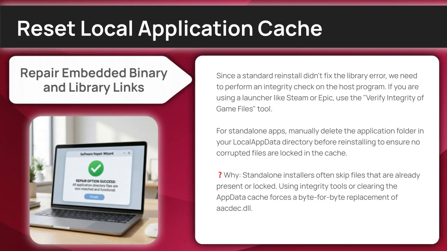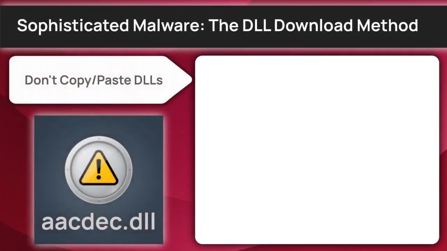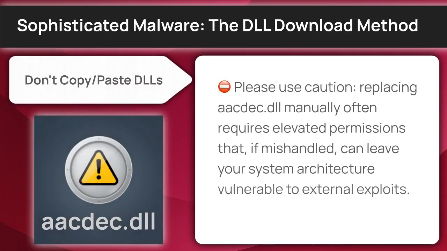Why are we doing this? Well, standalone installers often skip files that are already present or locked. Using integrity tools or clearing the app data cache forces a byte-for-byte replacement of your DLL file. To avoid future system conflicts, there is one specific security trap we should discuss. The statistical risk of a blue screen of death increases significantly when you attempt to manually swap out critical files like the Aacdec Library DLL within your System32 or SysWow64 folders.